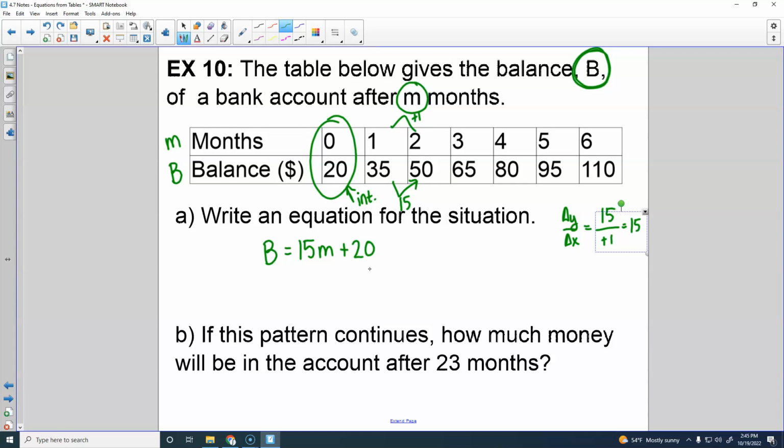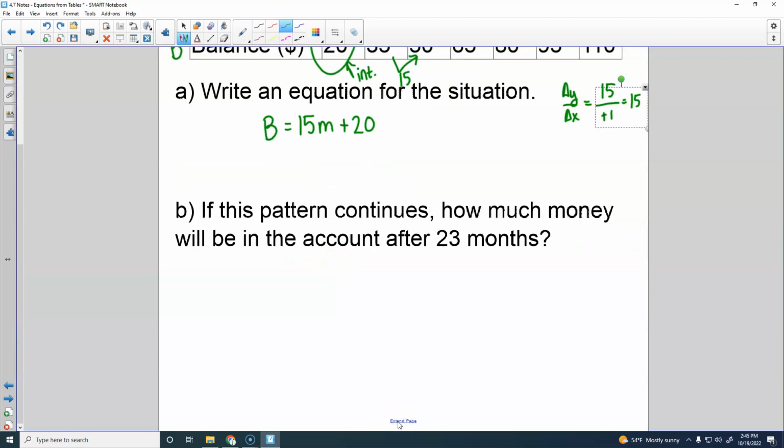So here is where this is useful. If I want to know how much money is going to be in this account, I can just use that equation rather than trying to count up, right? So I could extend this table all the way out to 23 months and just keep adding 15 over and over and over again. But that will take a little while. So if I want to know how much money's in the account after 23 months, what should I do, Evan? Multiply by 15 and add 20. Okay, and what I'm doing is I'm plugging 23 in for the m, right? Because that's our number of months. So we'll have 15 times 23 plus 20.